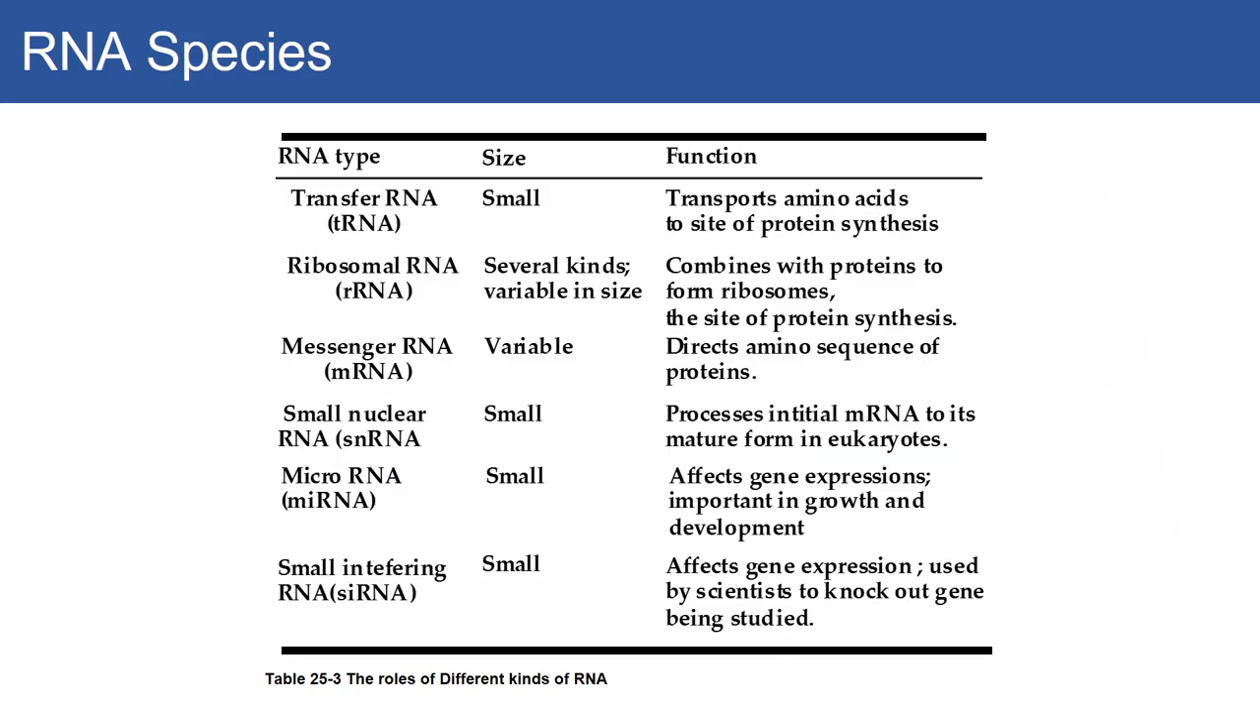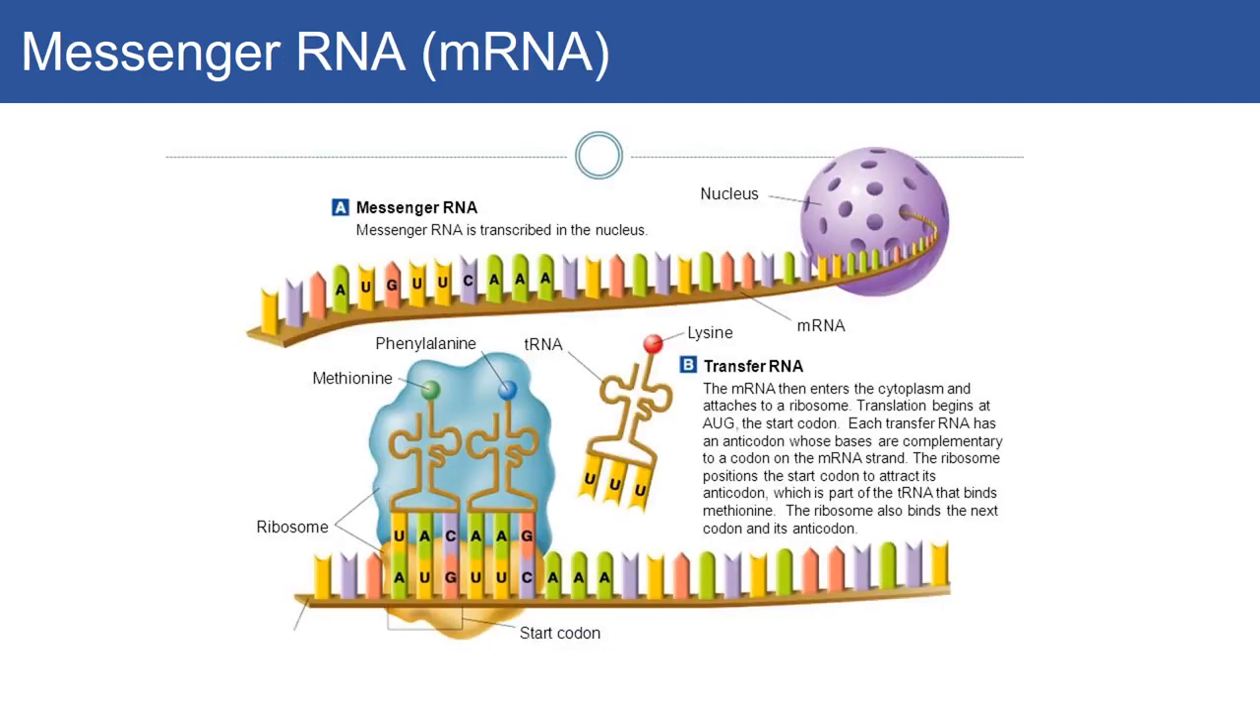So here are the other species, and this is just a good reference tool. We'll talk about the top three. We're not going to talk about small nuclear, microRNA, and small interfering RNA. Those are all used in processing and gene expression, and they're important, but they're beyond the scope of what we're going to talk about today.